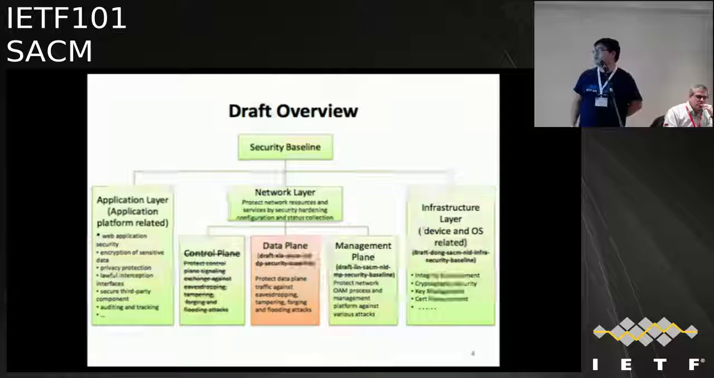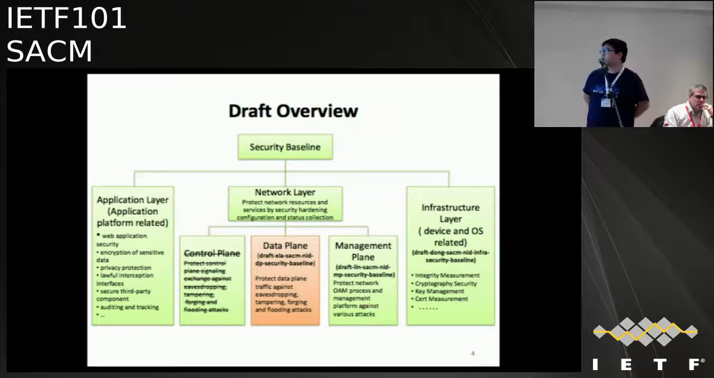This is the overall structure of the entire security baseline. In general, it is divided into three layers: the application layer, the network layer, and the infrastructure layer. But in this specific draft, we only focus on the data plane functions in the network layer that protect the data plane traffic against eavesdropping, tapping, forging, and flooding attacks.